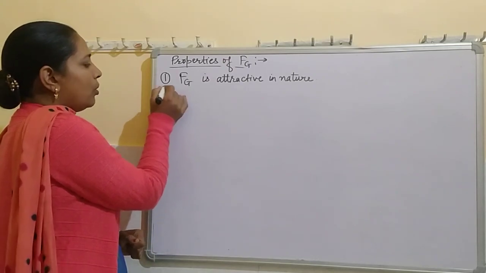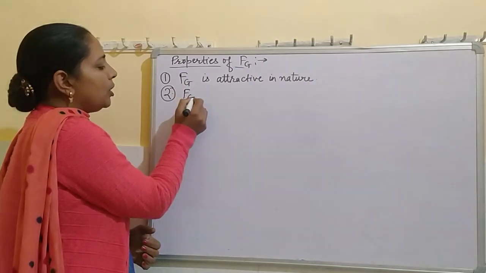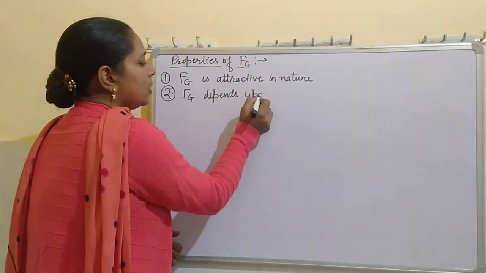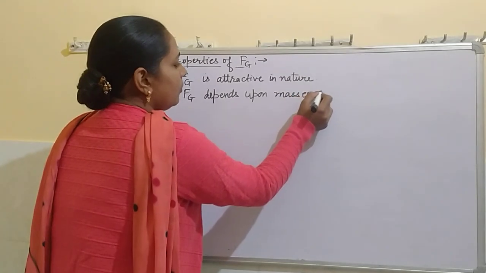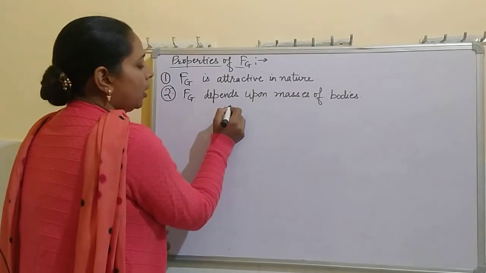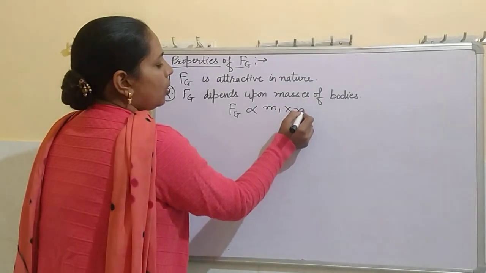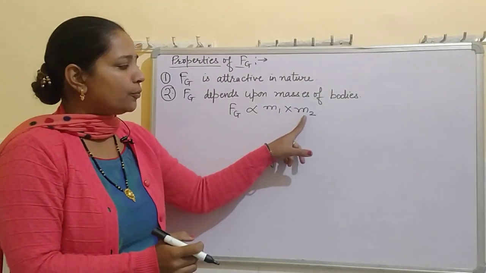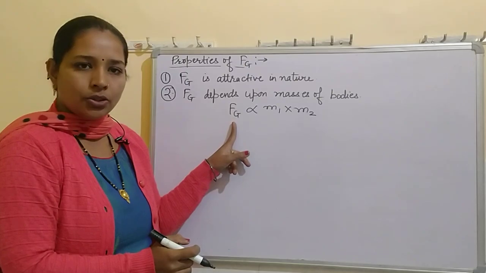The second property of gravitational force is that gravitational force depends upon the masses of two bodies. In the formula also, we have derived the relation that F is equal to G m1 m2 by r square. This gravitational force depends upon the product of masses of two bodies. If we change the mass of any one body, m1 or m2, the gravitational force will change.